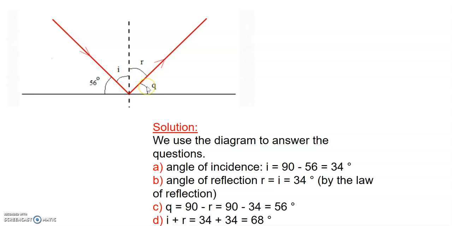Now I have to find this angle. That is the third question, part C: the angle made by the reflected ray and the surface. The total is 90 degrees. This is 34 degrees. So this angle will be 90 minus 34, that is 56 degrees. The last question is to find the total angle made by the incident ray and the reflected ray. So this angle plus this angle, I plus R, is 34 plus 34, that is 68 degrees. So that's the answer for this question. Hope it is clear.